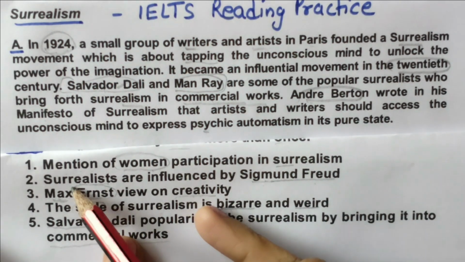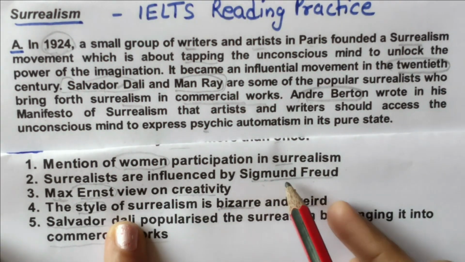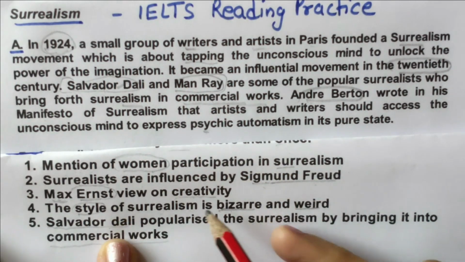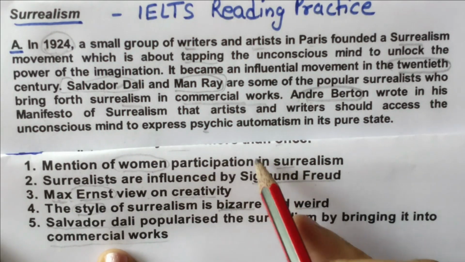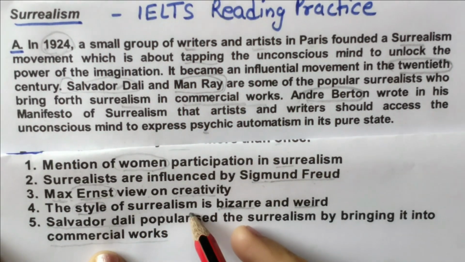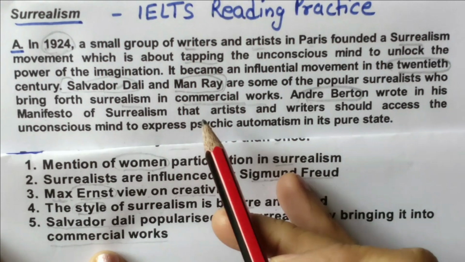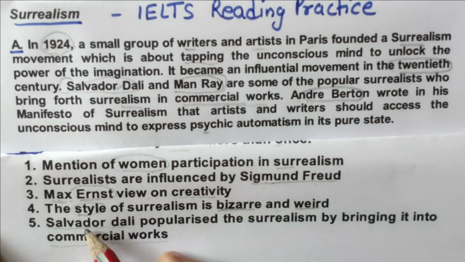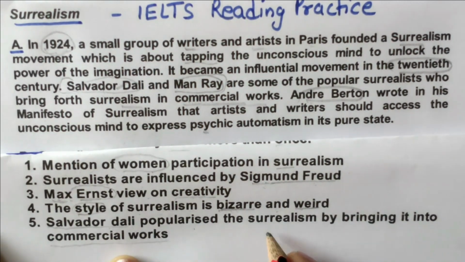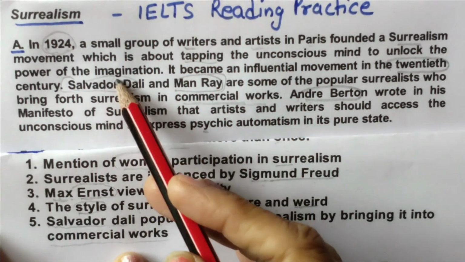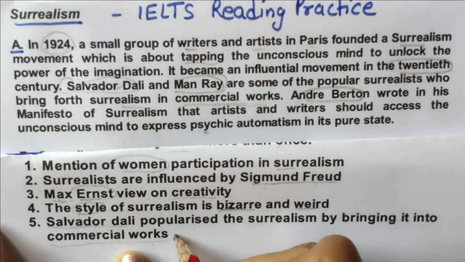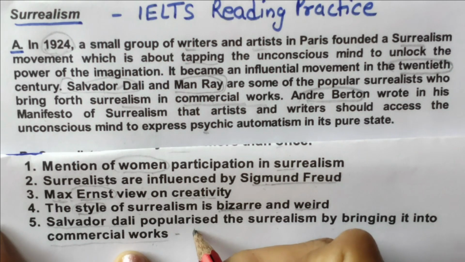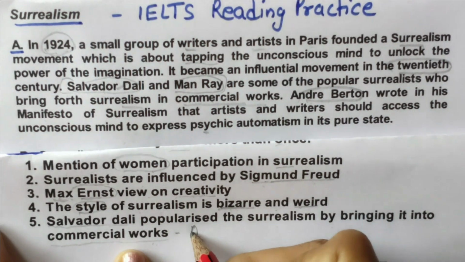So, influenced by Sigmund Freud, this person's name is also not there. Now here, Ernst's view on creativity, Max, this is also not given. The style of surrealism is bizarre and weird, so this weird kind of thing is not given. Salvador Dali popularized surrealism by bringing it into commercial work. So this same sentence, same information is given here. So in front of question number 5, we will just write A.